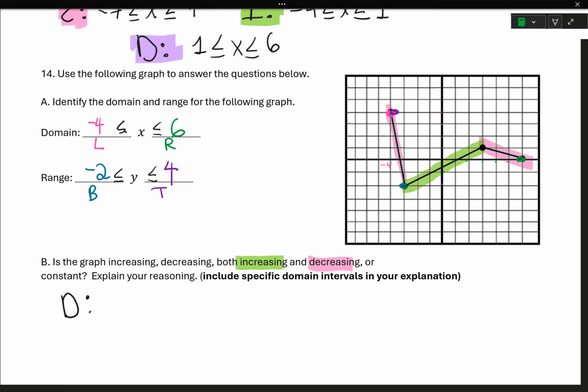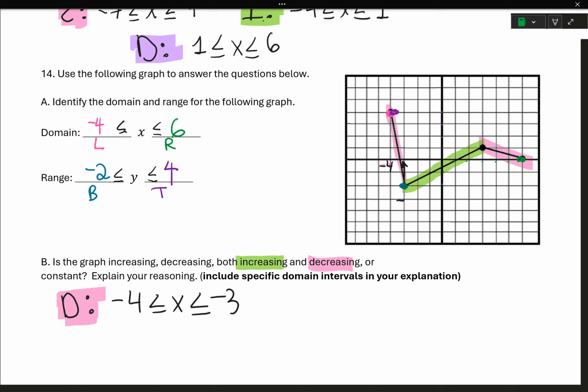So first we're decreasing. Remember, this is all about the x's. So we start at -4, and we're decreasing all the way to, oh yeah, it's -3 right there. Right? Yeah, right there, that's -3.